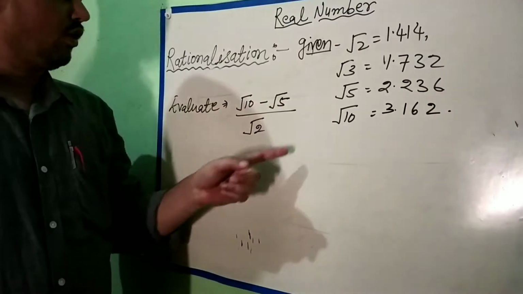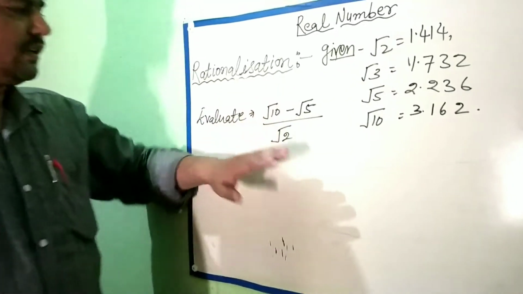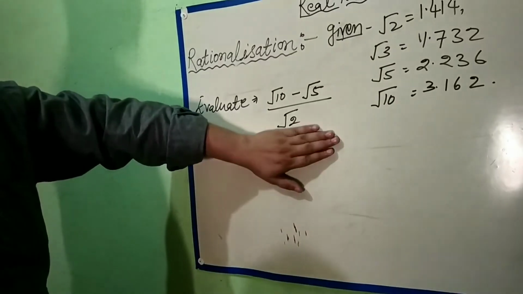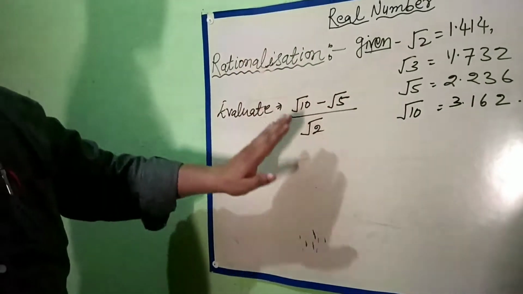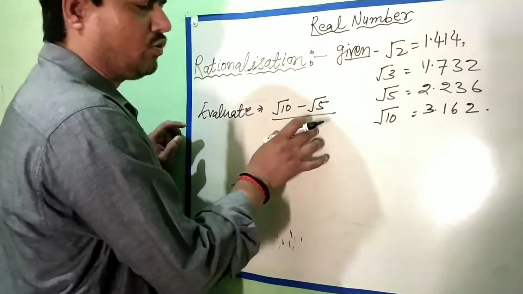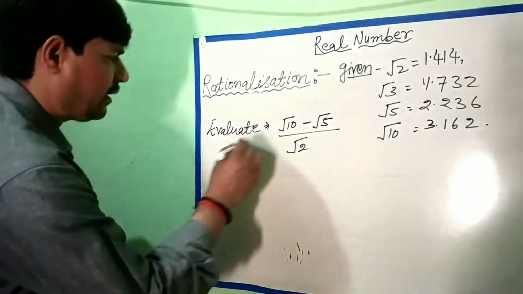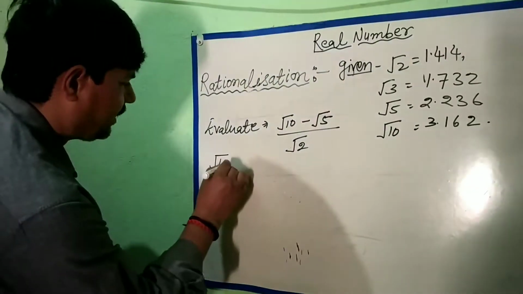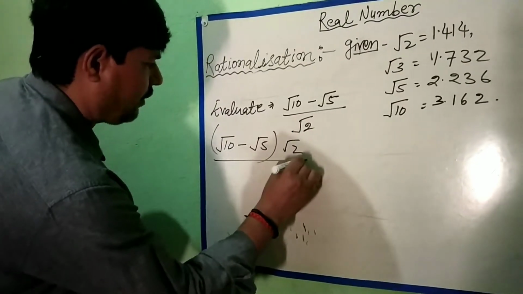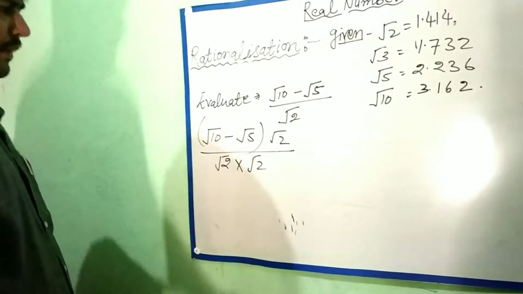So can we directly substitute all the values which are given here? No. Why? Because first of all we will rationalize this denominator, and then after that we will substitute the values. Here only root 2 is there, so its RF, rationalizing factor, will be root 2 only. We multiply both numerator and denominator by root 2, root 2 upon root 2.